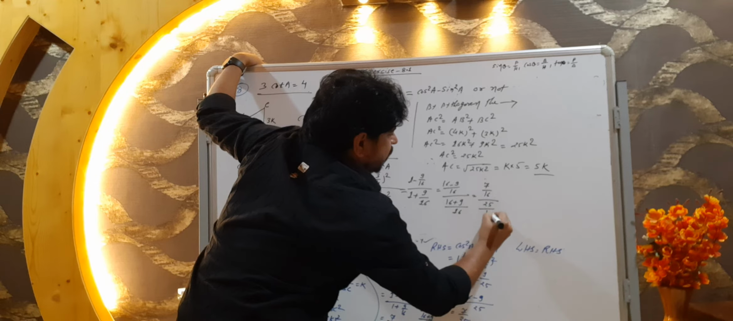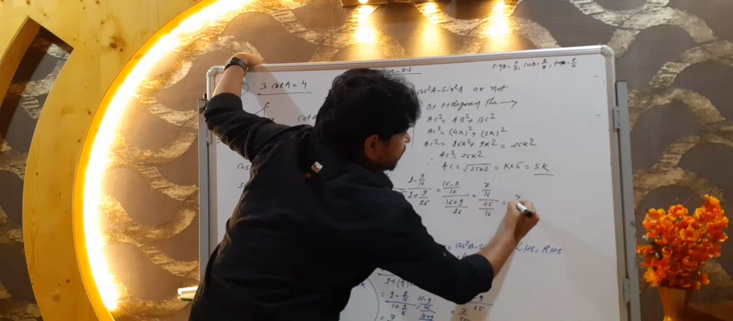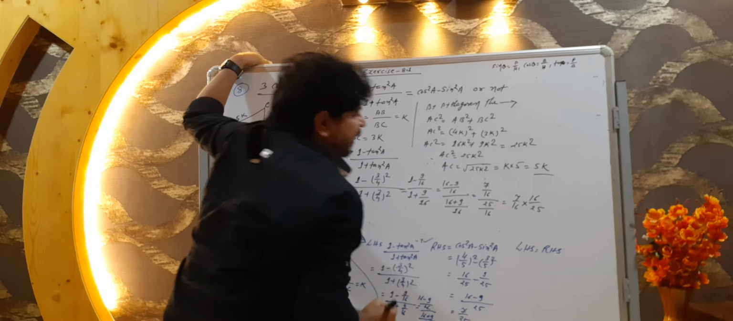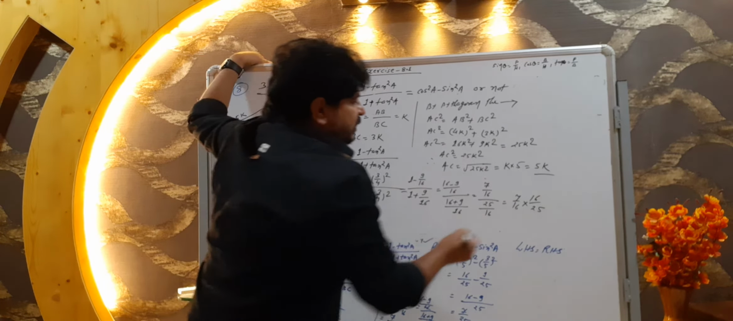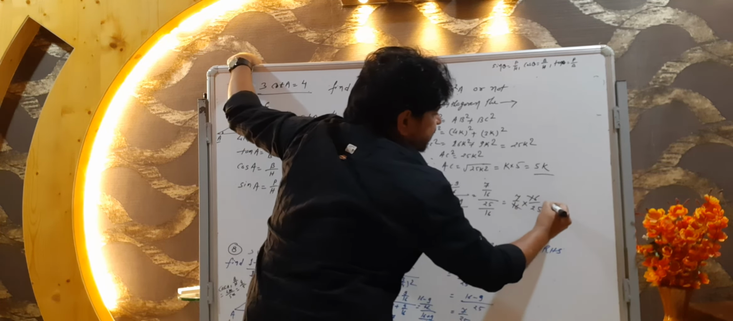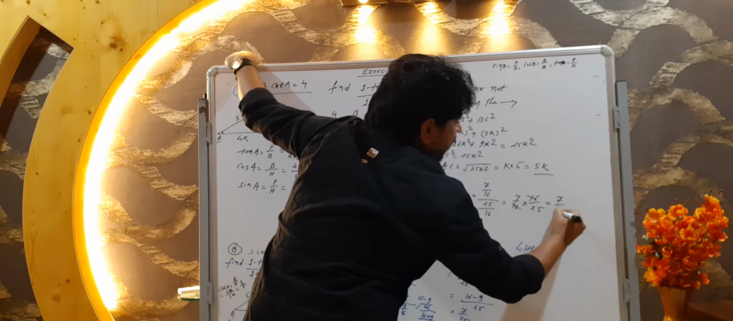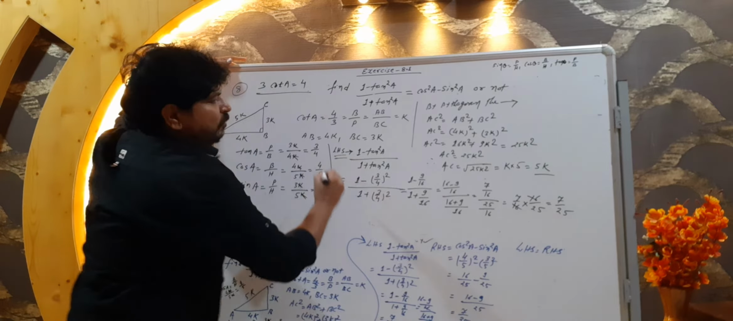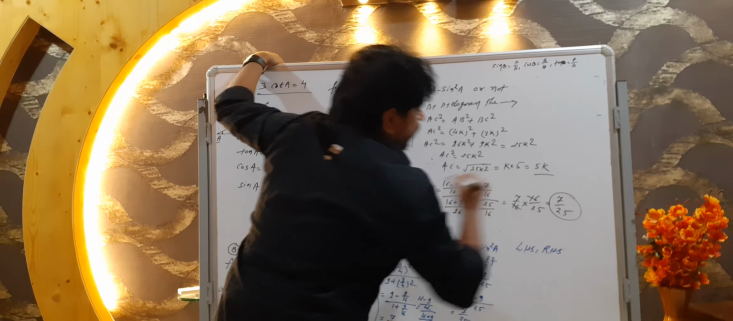25 upon 16. So what we get? 7 upon 16 into 16 upon 25. The 16 will cancel. What we get? 7 upon 25. So what is our value for the LHS? The value of LHS is 7 upon 25.